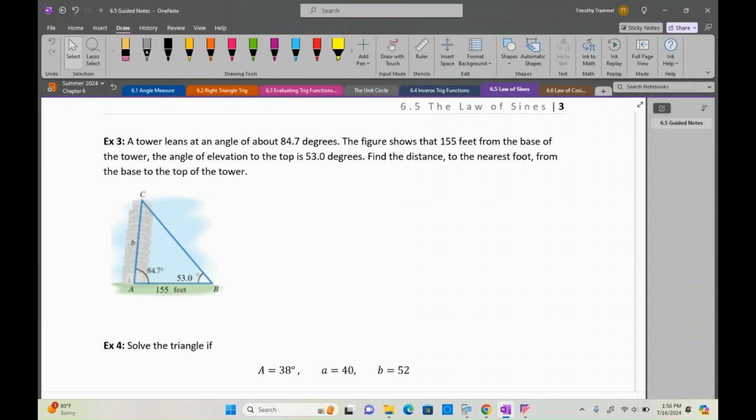All right. So we know we're going to use law of sines here again, but first, let's note why we need to use it. And that is, this is not a right triangle. All right. Now let's go ahead and read the question.